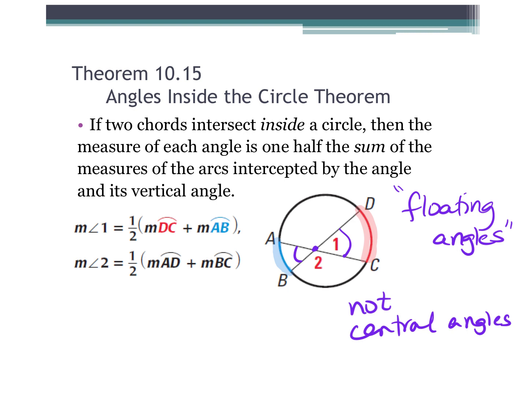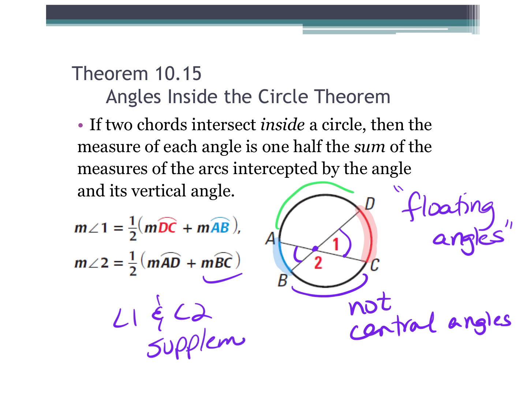It's not the center. Now, another way to find angle 2, if I didn't want to add arc BC and arc AD and divide by 2, is this: if I knew angle 1, remember angle 1 and angle 2 together are supplements. They're a linear pair. So once I find one of them, all I would need to do is subtract it from 180. So let's add some numbers to this.